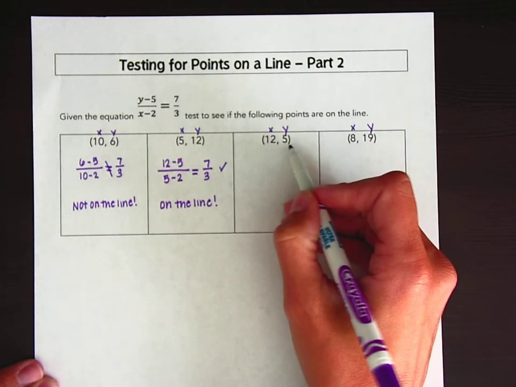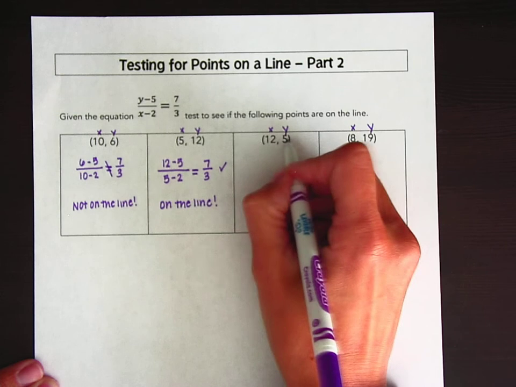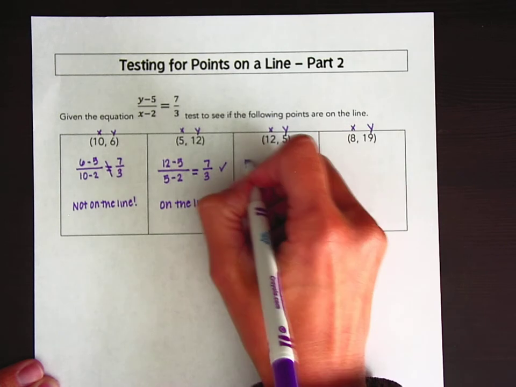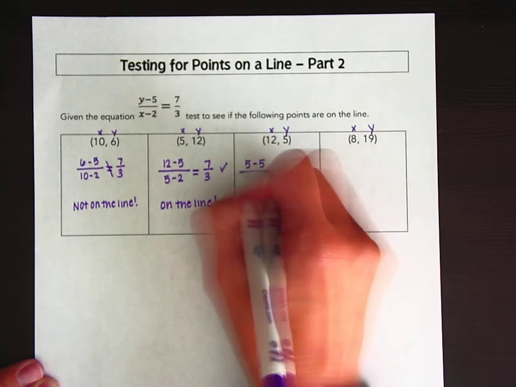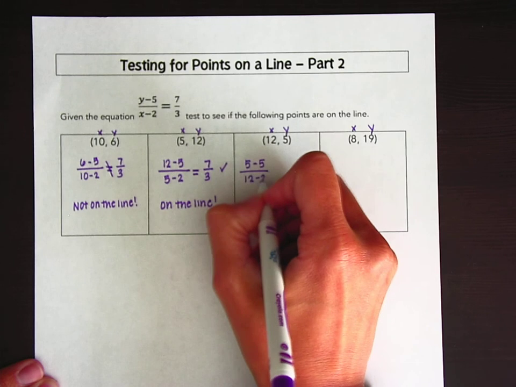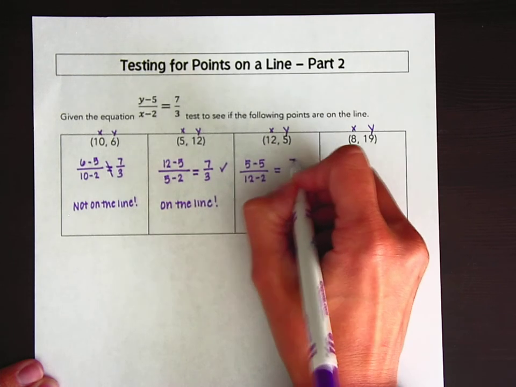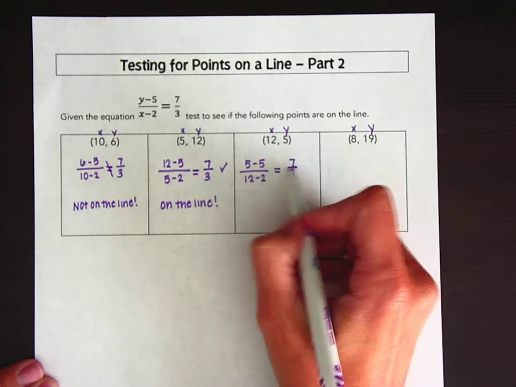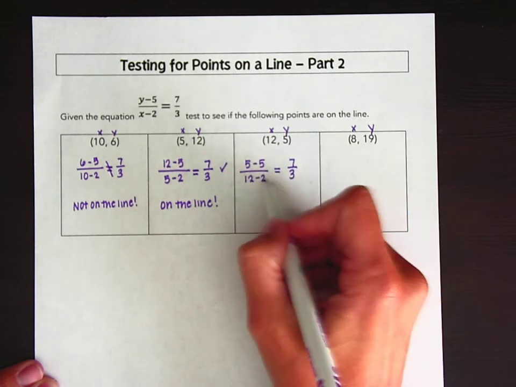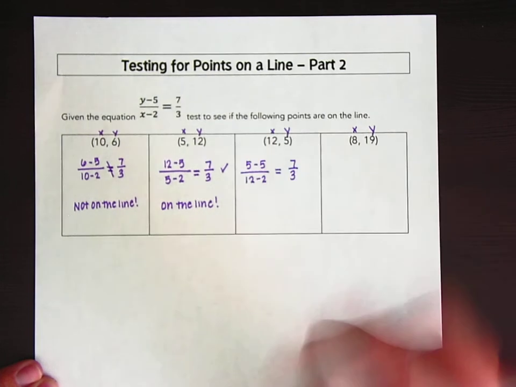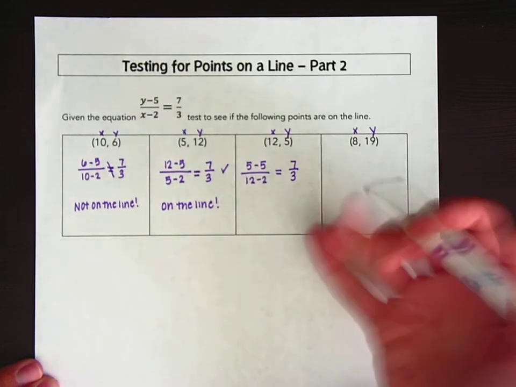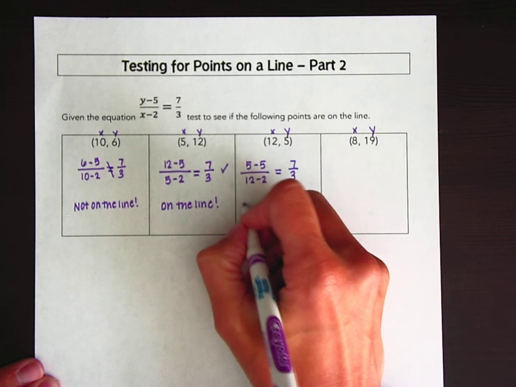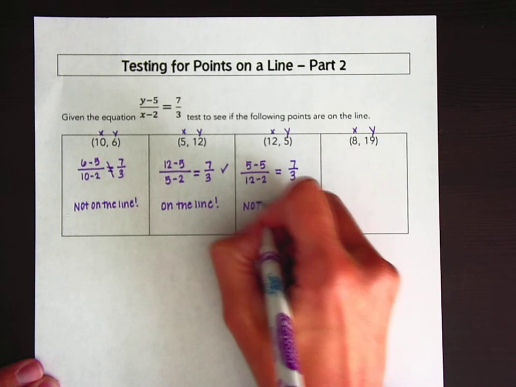Let's test another one. So again, we have our x and our y, so we'll substitute our y in for the y and our x in for the x. And if this is equal to 7 over 3, we know that it is going to be on the line. Well, 5 minus 5 is 0, not 7. 12 minus 2 is 10, not 3. And 0 over 10 is not even equivalent to 7 over 3. So this one is not on the line.